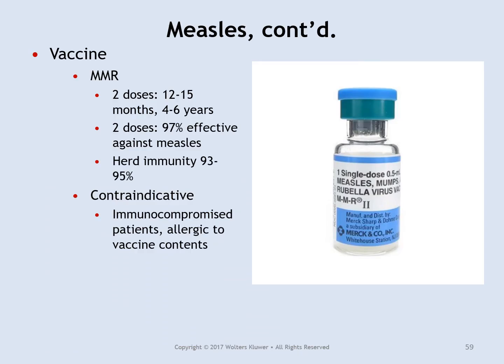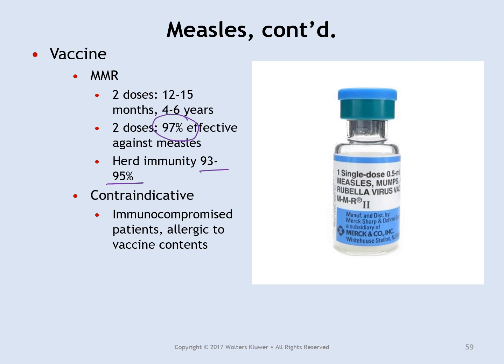There is a vaccine for measles, the MMR vaccine. This is a 2-dose vaccine. You give the first one between 12 to 15 months. You give the second one between 4 to 6 years. And those 2 doses are wildly effective against measles, 97% effective. Our herd immunity threshold for measles is even higher than our herd immunity threshold for whooping cough. Between 93 to 95% of your population has to be vaccinated in order to prevent a measles outbreak.